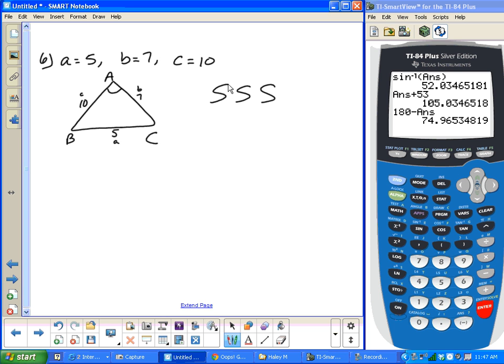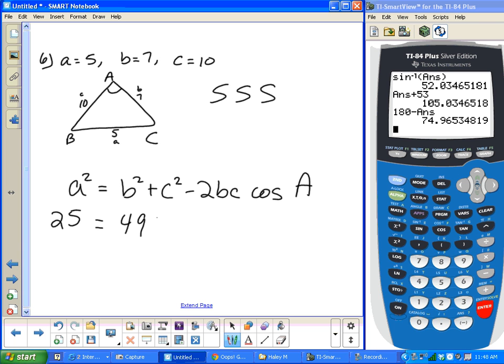Now we're looking for angle A, so we're going to use the A version of the law of cosines, the A squared version. A squared equals B squared plus C squared minus 2BC times the cosine of A. Now let's fill in these values. A squared is 25, B squared is 49, C squared is 100, minus 2 times B, which is 7, times C, which is 10, times the cosine of angle A, which is what's unknown.